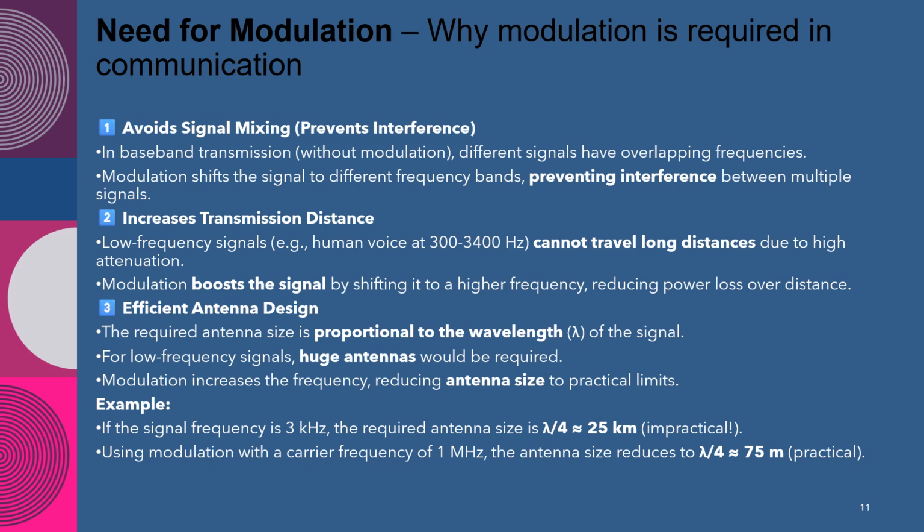Now I will discuss the need for modulation. Why do we need modulation? Number one, prevents interference, means avoids signal mixing. Modulation shifts signals to different frequency bands for avoiding overlap. Number two, increases transmission distance. Low frequency signals experience high attenuation, while modulated signals can travel longer distances. Number three, efficient antenna design. Without modulation, antennas would need to be impractically large.